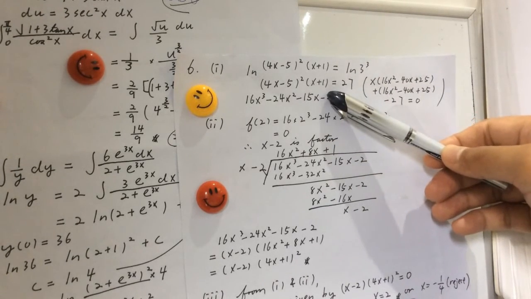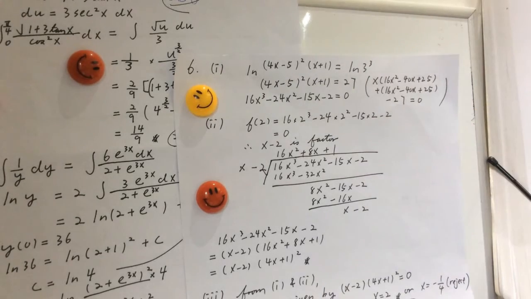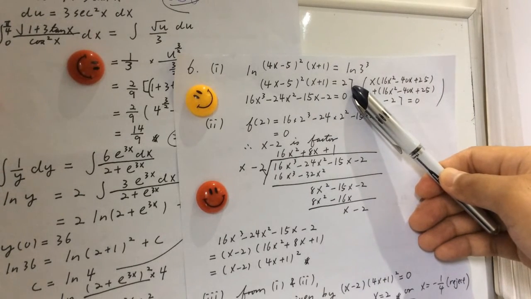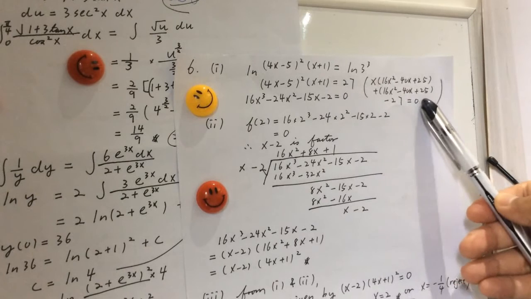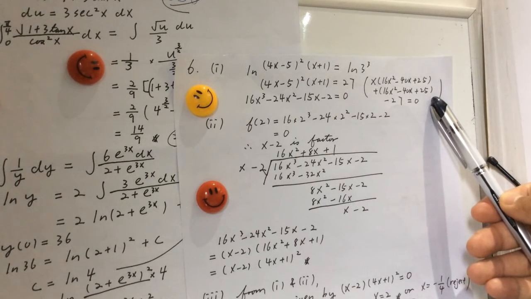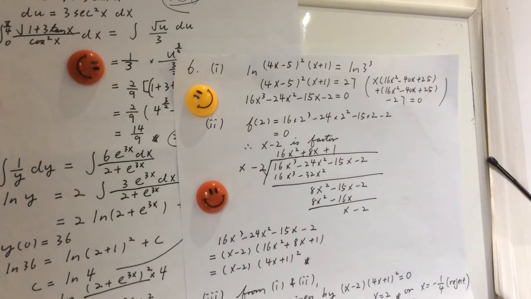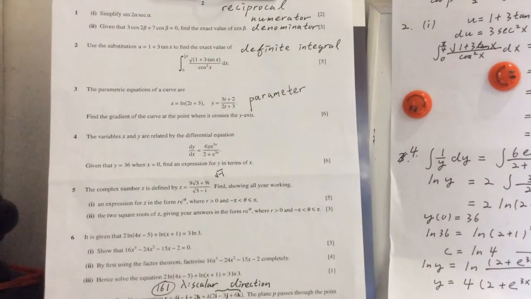Then we can say that the expression within the logarithm is the same on both sides. Then we break down all the brackets on the left-hand side, and we are able to reach the following equation. We are able to prove the following equation. Part 2. By using the factor theorem, factorize the expression completely.